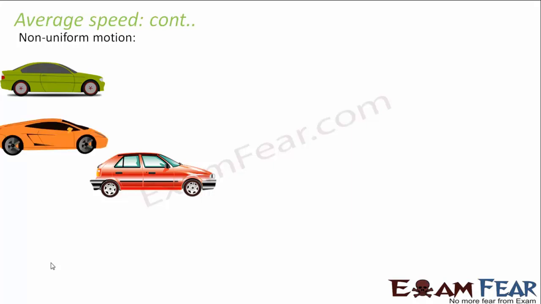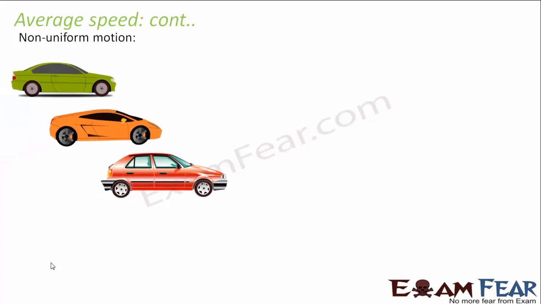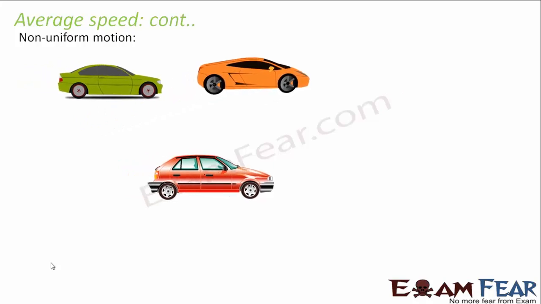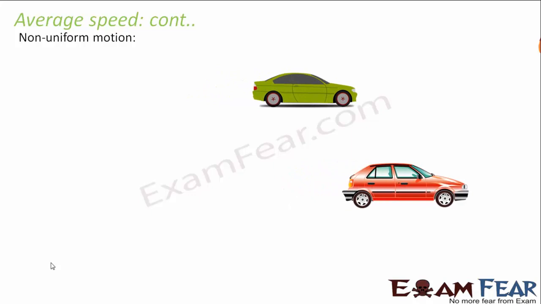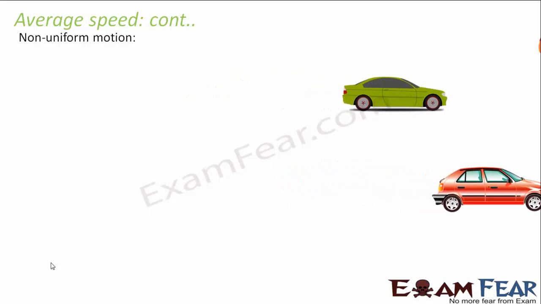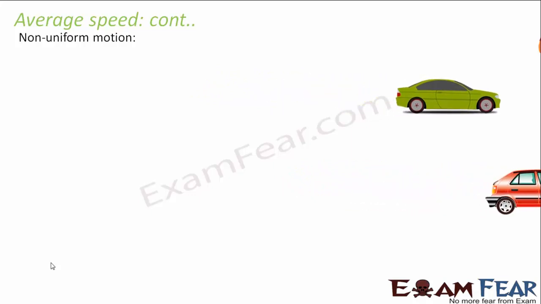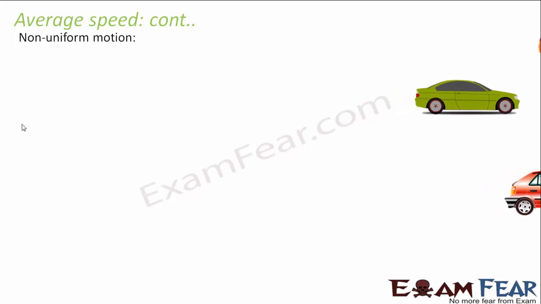What happens in non-uniform motion? The speed of the vehicle varies. Initially here, the speed of the vehicle was less. Then the speed increased a little bit, and then the speed of the vehicle increased a lot. So the speed of the vehicle is changing from one point to another, right? If the vehicle started moving from point A and moved to some point B, what is the average speed of the vehicle in this entire journey?